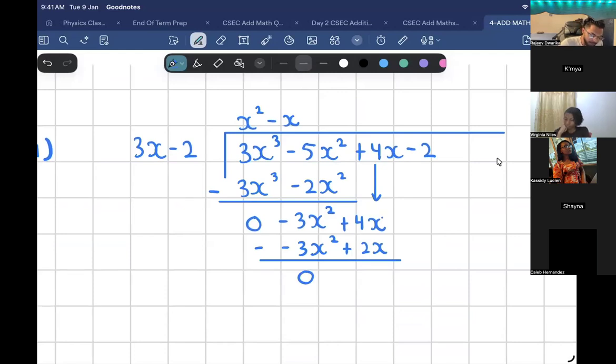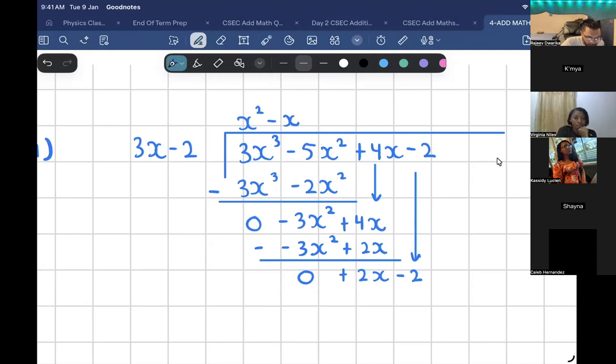What is 4x? So you have 4x here minus 2x. What's 4x minus 2x? 2x, right? What next? You bring down your minus 2. What next? But it can't really do anything. Yeah, you can't really do anything.